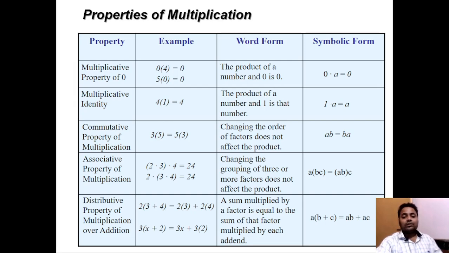Associative property of multiplication, like 2 multiplied by 3 multiplied by 4 is equal to 24, and 2 multiplied by 3 multiplied by 4 is equal to 24. It means that if we take 2 and 3 in the same box and then multiply by 4, or we take 3 and 4 in the same box and multiply by 2, the result will always be the same. So changing the grouping of 3 or more factors does not affect the product. It will always be like (ab)c is equal to a(bc). Here bc is in the bracket and ab is in the bracket, but the result will always be the same.